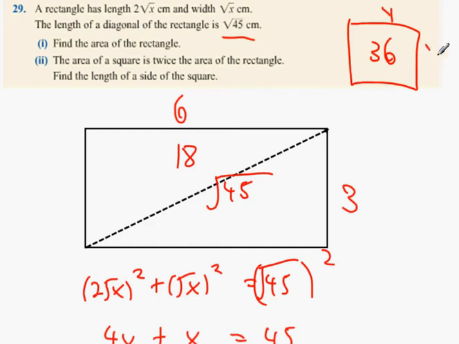A square has the same length and width. So y equals 6. The length of one side of the square is 6. Everybody alright with that? Okay.